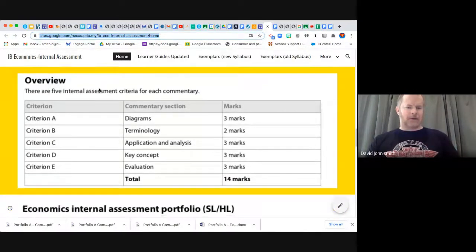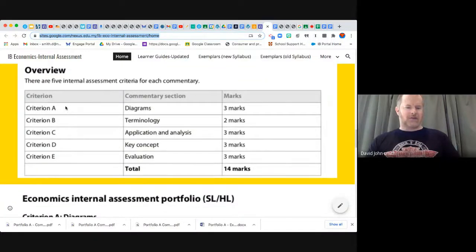Okay. So there are, as you see, 5 criteria. This is straight from the syllabus. You can look this up. You've got access to the syllabus. Things that are going to be looked for here and the actual mark allocation here. It's going to be diagrams that are used, the models that we use, the terminology or the language, the application and analysis. That gets a bit complicated, but that's in there now. Your key concept and the explanation of your key concept, and then your evaluation.